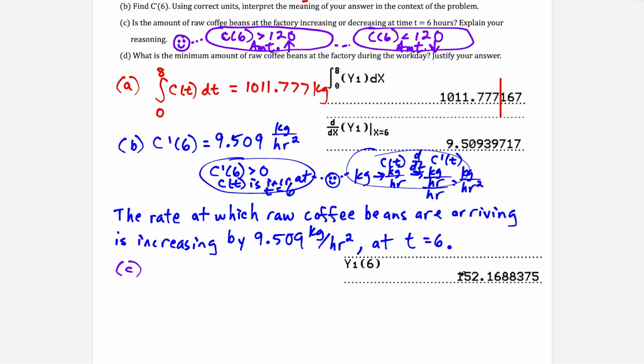So now let's look at C of 6. C of 6 is equal to 152.1688375. And this is a situation where C of 6 is greater than 120. So the amount of raw coffee beans at the factory is increasing. Okay, so now we just have to build our argument using this information.